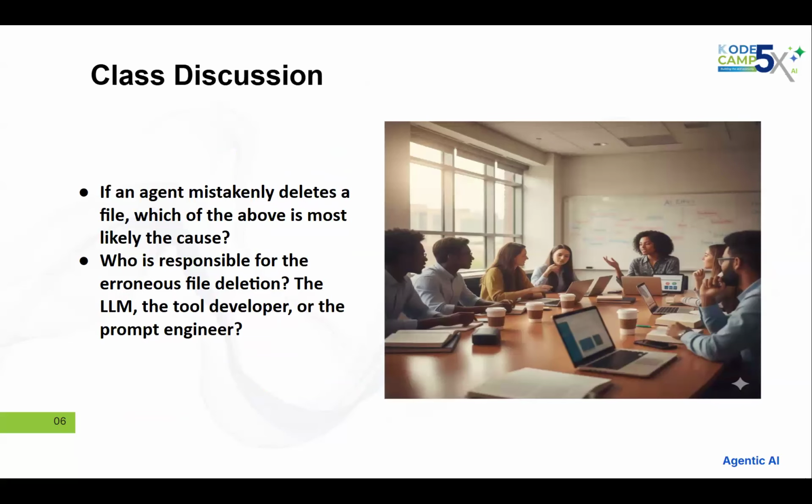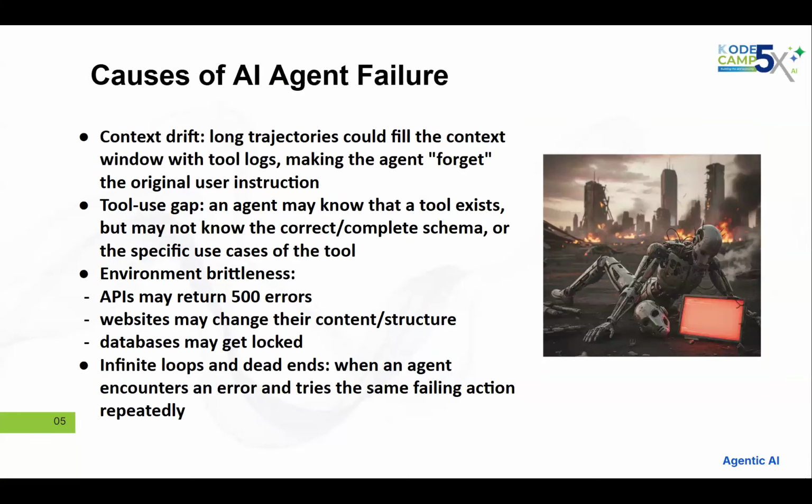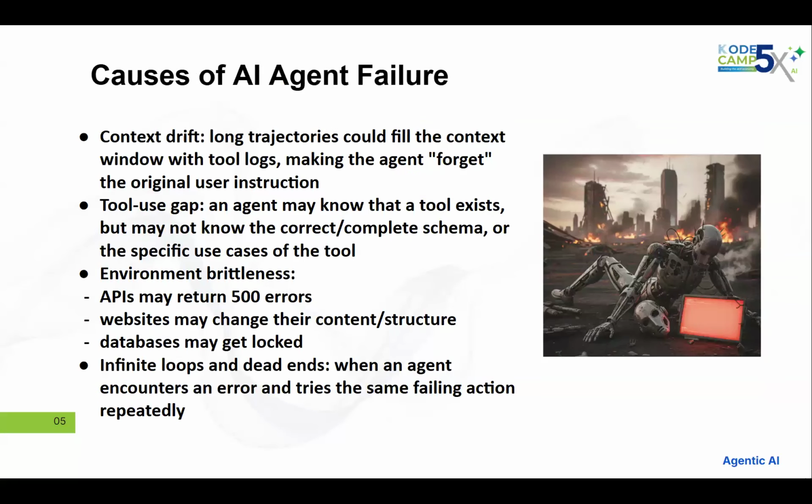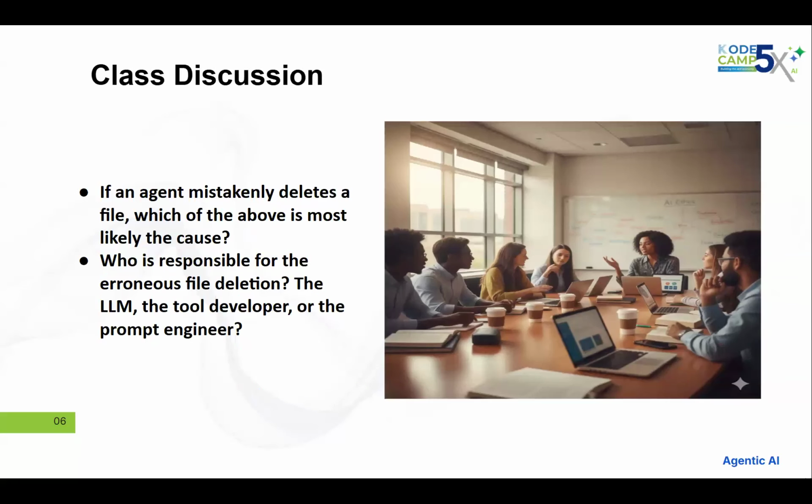Now, at this point, we are going to have a discussion. We'll look at a scenario. Let's assume you have an agent, and that agent deletes a file unintentionally. Which of the above causes is the most likely cause? An agent that, from the point of view of the user who has programmed that agent, unintentionally deletes a file. Which of these is likely to be the cause of that failure?